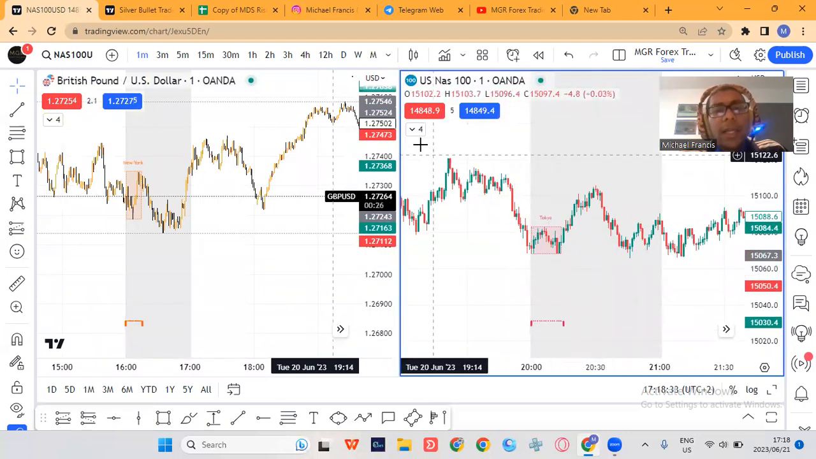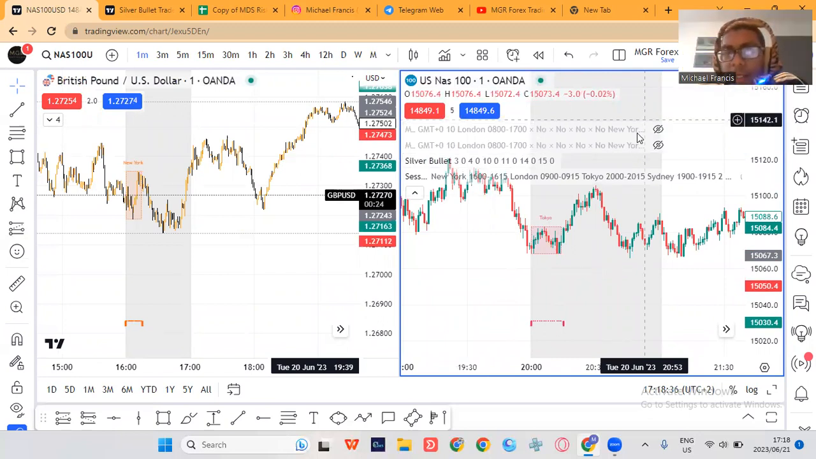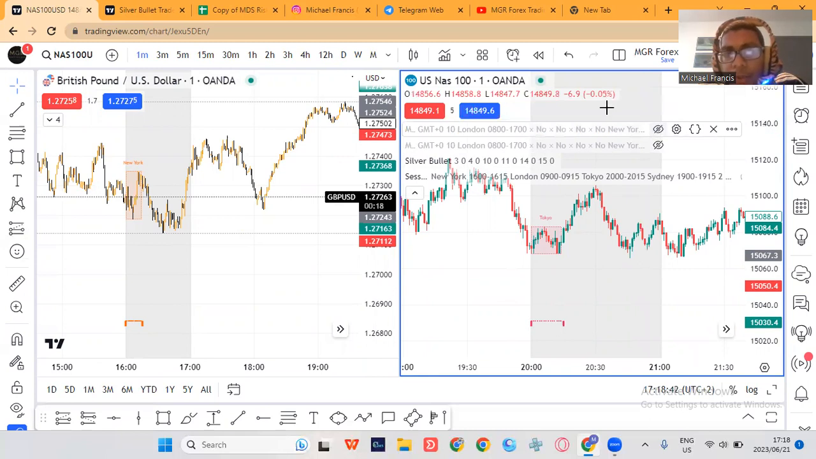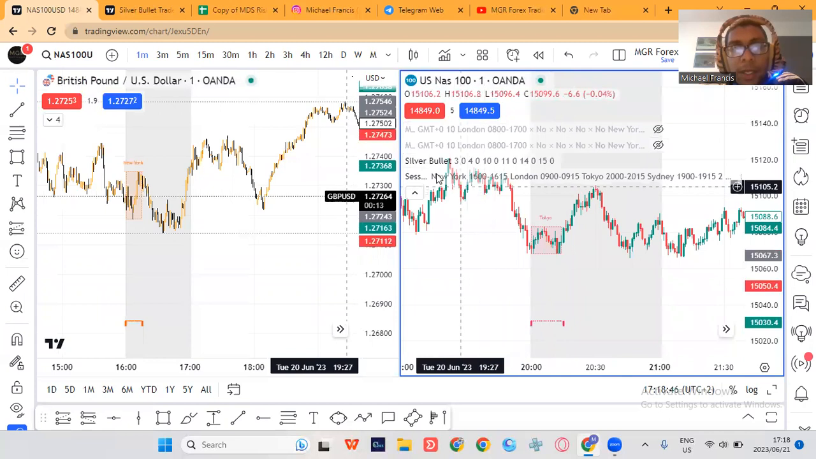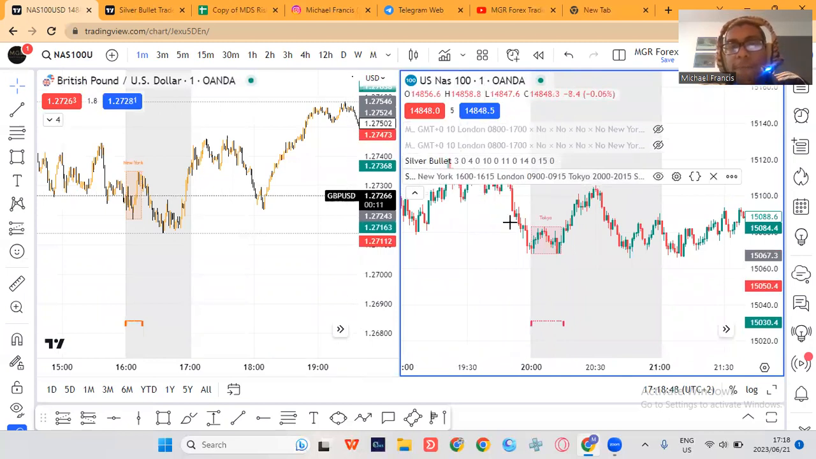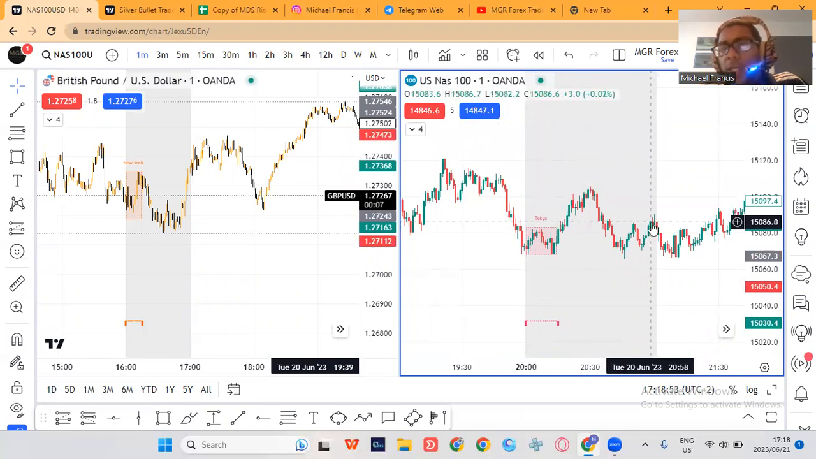Of course, I am using indicators. I'll show you my indicators. These are session indicators. This one is a session indicator. It just shows sessions. I don't need to stress about that. You can find that on TradingView for free. This one, the silver bullet session, all it does is box out your silver bullet hours.